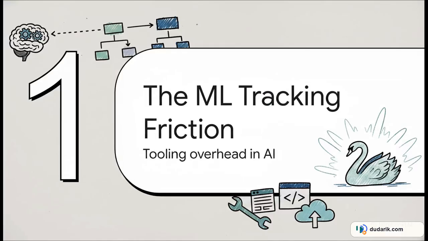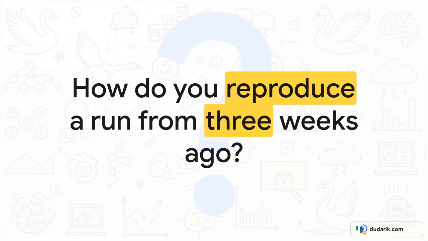Section 1, the ML tracking friction. I want you to really think about this for a second. How difficult is it right now to accurately pull up an old model run from 3 weeks ago, or to share those exact results with your teammates so they can compare it against their own baseline? When your tooling is disjointed, these seemingly simple tasks suddenly turn into massive productivity bottlenecks.